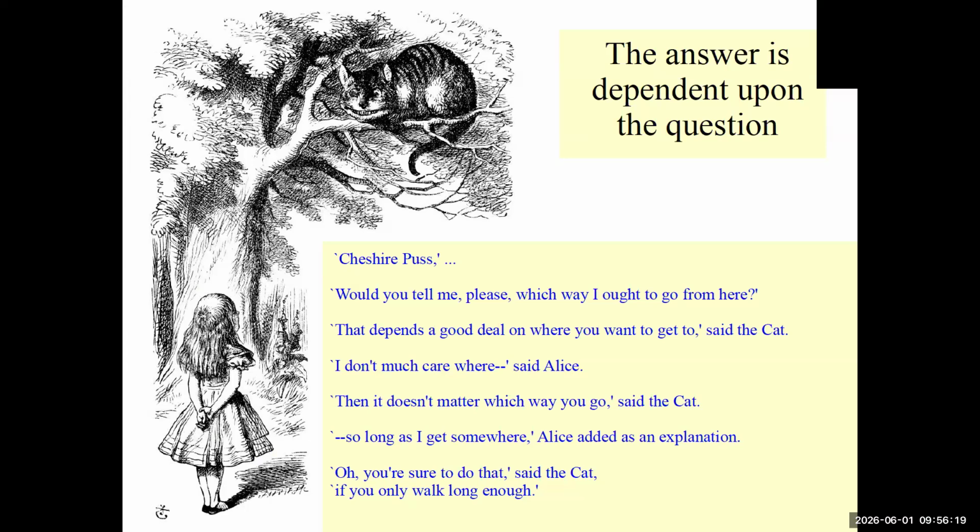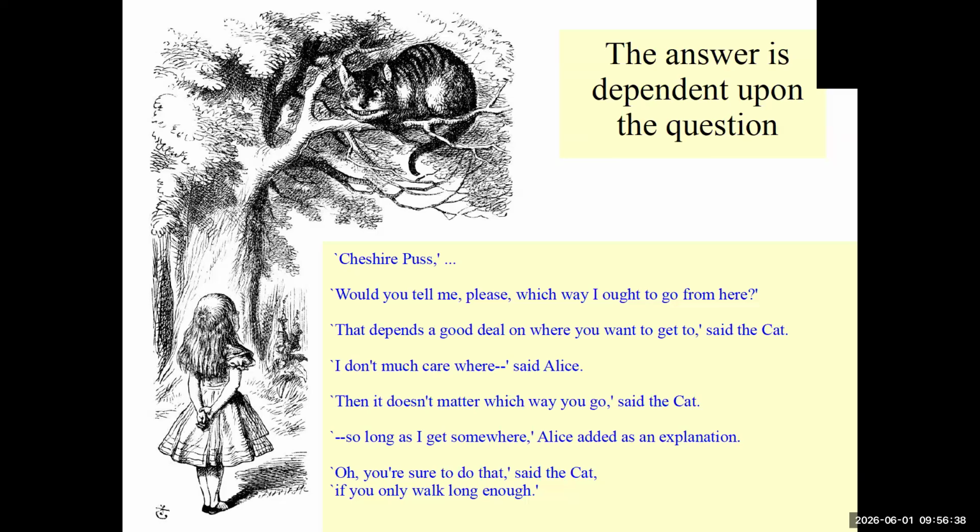And she says, Cheshire Puss, would you please tell me which way I ought to go from here? And he says, that depends a good deal on where you want to get to, said the cat. I don't much care where, said Alice. Then it doesn't matter which way you go, said the cat. Oh, as long as I get somewhere, Alice added as an explanation. Oh, you're sure to do that, said the cat, if only you walk long enough.